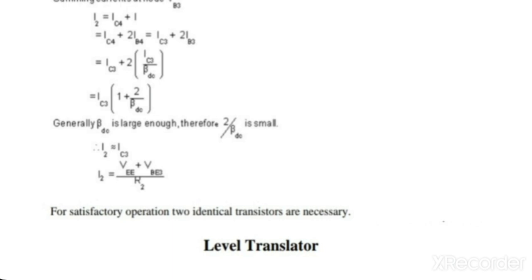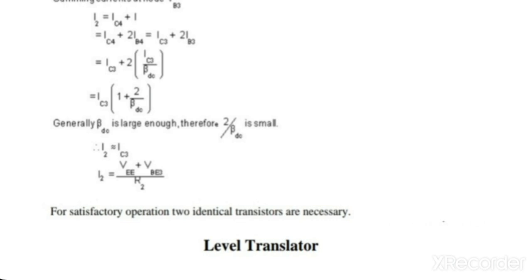I2 is equal to IC4 plus I, where I is equal to 2 IB4. So, I2 is equal to IC4 plus 2 IB4. IB4 is equal to IB3 and IC4 is equal to IC3. So, we can write I2 is equal to IC3 plus 2 IB3. IB3 can be written as IC3 divided by beta DC. Therefore, I2 is equal to IC3 times (1 plus 2 by beta DC).